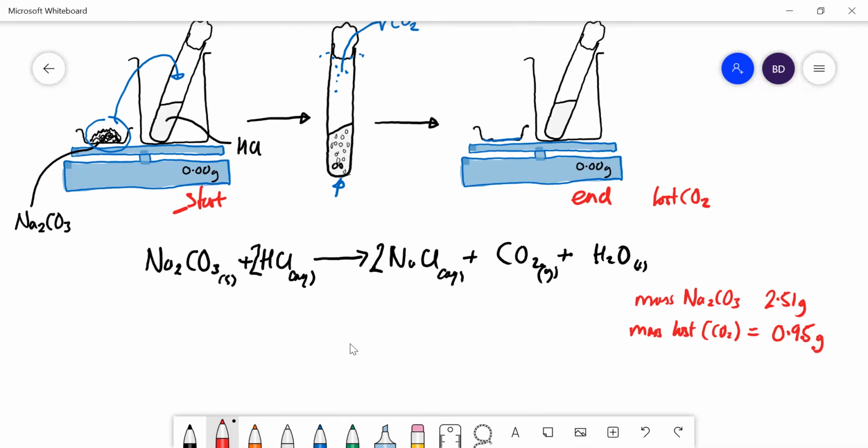Okay, so the two things we're interested in: the sodium carbonate, so 1 mole of sodium carbonate, and we want to know how much carbon dioxide. Well, it makes 1 mole of carbon dioxide. So that's a nice easy ratio. How many moles of sodium carbonate have we actually got? Let's do that. So moles of sodium carbonate is equal to the mass over the MR.